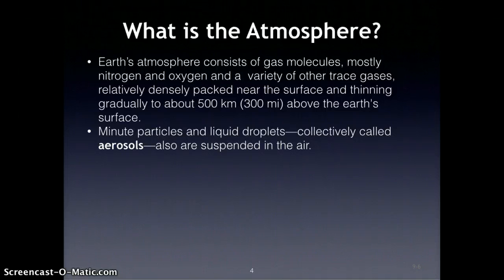Clean, dry air is 78% nitrogen and almost 21% oxygen, with the remaining 1% composed of argon, carbon dioxide, and a variety of other gases. Water vapor varies from near 0 to 4%, depending on air temperature and available moisture. Minute particles and liquid droplets, collectively called aerosols, are also suspended in the air. Atmospheric aerosols and water vapor play important roles in the Earth's energy budget and in rain production. In the next slide, we'll look at the composition of the atmosphere in more detail.